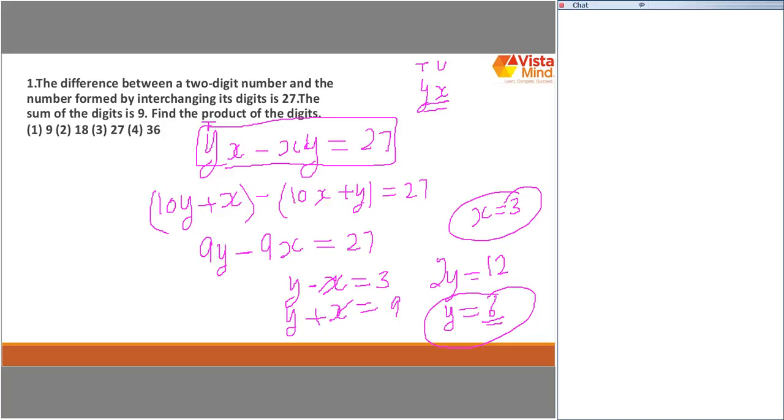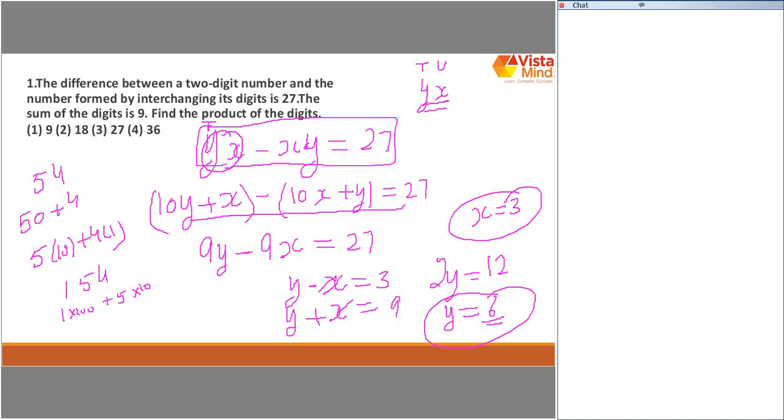Preeti, the question says the difference between a two-digit number, so let the two-digit number be yx. If I say 54, how can I write 54? Can I write 54 like this? 50 plus 4, so this becomes 5 into 10 plus 4 into 1, the expanded form. If it is 154, then it becomes 1 into 100 plus 5 into 10 plus 4 into 1. So the number over here becomes 63. So the product will be 6 into 3, the answer is 18. So the answer is the second option, 18.